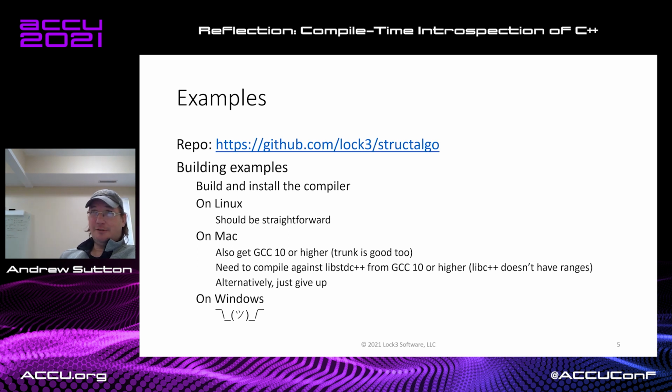If you download the compiler, you can download this and build the examples. On Linux, this turns out to be fairly straightforward. On Mac, you also need a version of GCC that doesn't usually ship with Mac. Trunk is pretty good. I think GCC 10 works. So you basically need concepts and ranges. Unfortunately, Clang, which is what we're building on top of, its standard library, libc++, doesn't have ranges yet, so none of the examples work. Or you could just give up and play with Godbolt or Compiler Explorer. And I have no idea how to build this on Windows. I apologize. It's just not a system I build for very often.